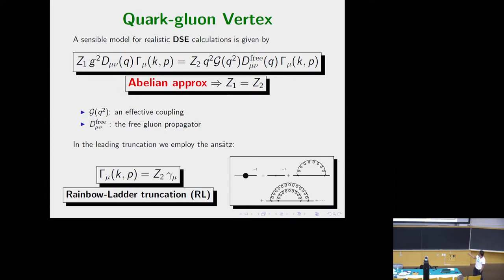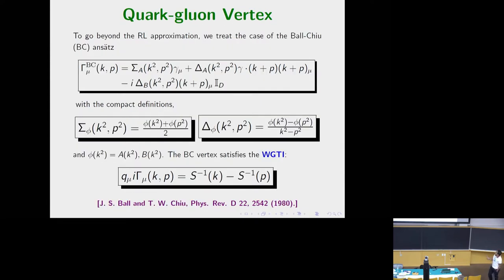And this additional renormalization factor in this truncation is to ensure multiplicative renormalizability of the quark Dyson-Schwinger equation, and thus the renormalization point independence of the running quark mass function. Okay. Well, to go beyond the rainbow approximation, we treat here the Ball-Chiu vertex that also satisfies the Ward-Green-Takahashi identity that I mentioned before. And this vertex implies, of course, a flavor dependent A and B dressing function.